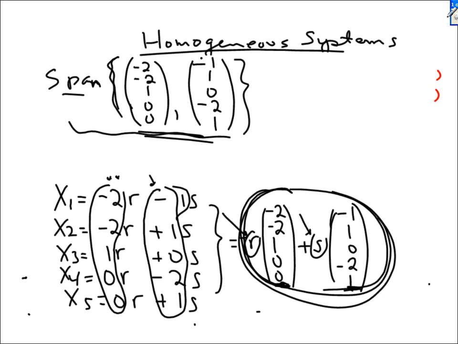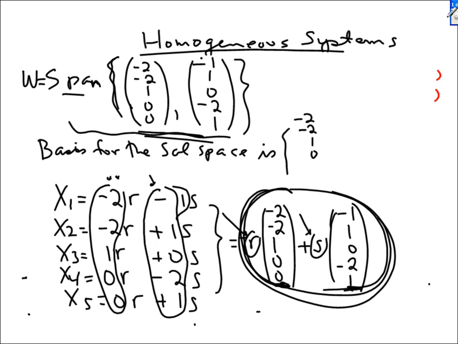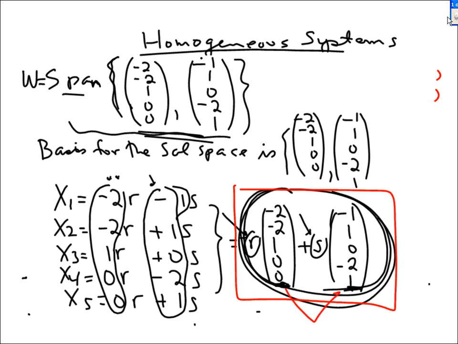And they're calling the basis, they're letting W equal the solution space. So the basis for the solution space is just those two vectors: -2, -2, 1, 0, 0 and -1, 1, 0, -2, 1. So basically, all I did was solve the homogeneous system of equations, and I got that. And I said the set that contains those two vectors is the basis. That's what I said right there. Let me close the brackets.